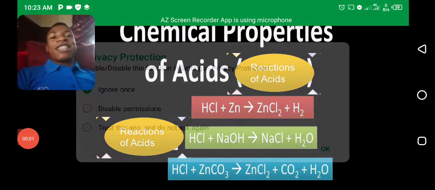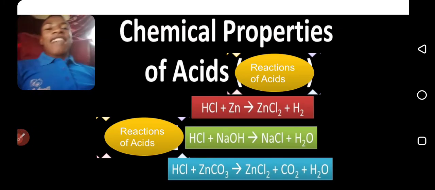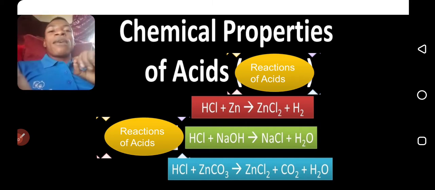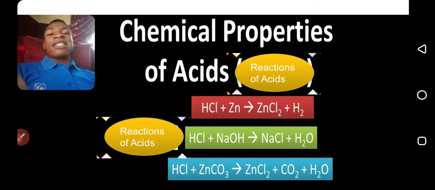Students, in this video we'll be taking our time to look at the chemical properties of acids. In the previous video we looked at the physical properties of acids, where we talked about sour taste, solubility in water, and changing the color of litmus paper from blue to red. And in this video we'll be looking at properties of an acid in terms of change in chemical structure.